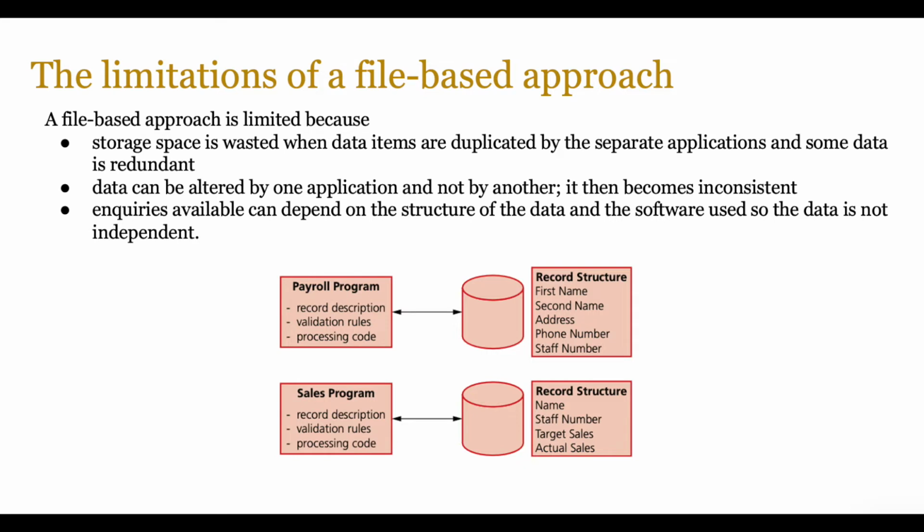So on screen, you see a short example where we've got a record structure with first name, second name, address, phone number, staff number, and a payroll program actually uses it for record descriptions, validation rules, and processing code. And another program uses something similar. It's got the validation rules, processing code, and record descriptions in the program, but the record structure involves name, so the first name and the second name are combined. They're not split apart. You've got the staff number, you've got target sales and actual sales. So you've got different sets of files which have repeated information being utilized by both programs. And we could technically combine them into one file or one database if we thought ahead.